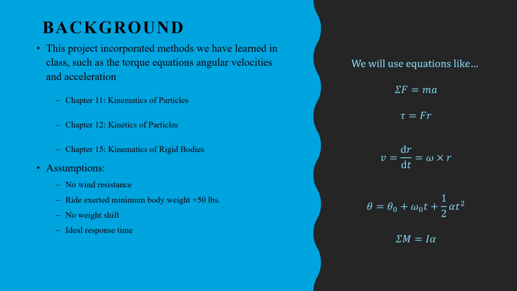Some of the other assumptions that we had to make is we neglected wind resistance. And like I just spoke on before, the rider exerted a minimum of his own body weight plus 50 pounds of force. And we assumed that the rider was able to maintain his center of gravity in the position that he shifted it to in order to move the bike with the force that was calculated. Of course, you're not going to be able to apply this force all at 1 second. It's going to take a progressive amount of time, which is beyond our understanding. So we assumed that there was basically minimal to no response time in order for this force to be applied to the handlebar.